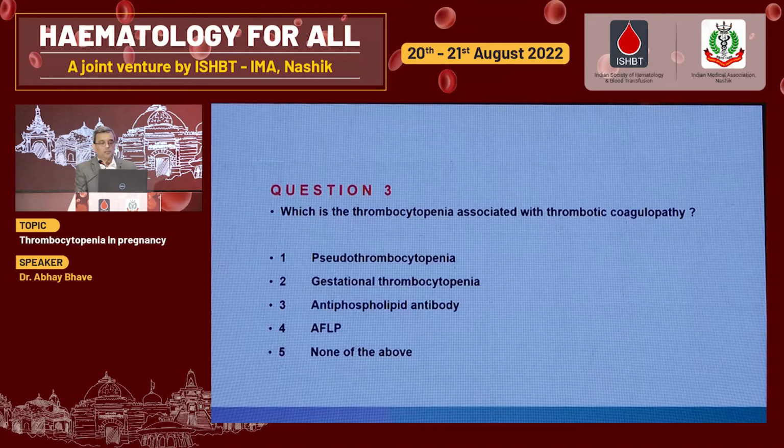Which is the thrombocytopenia associated with thrombotic coagulopathy? The answer is antiphospholipid antibody, because pseudothrombocytopenia does not cause clots, gestational is benign, AFLP actually causes bleeding.